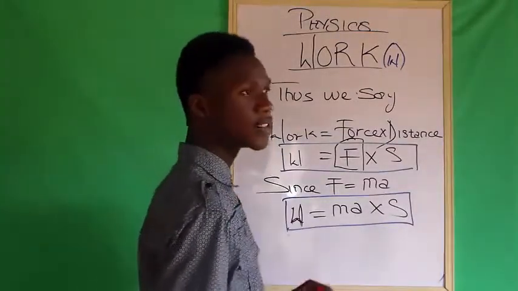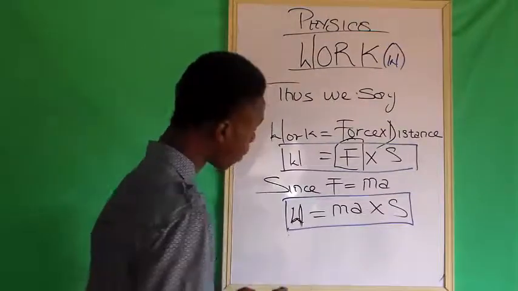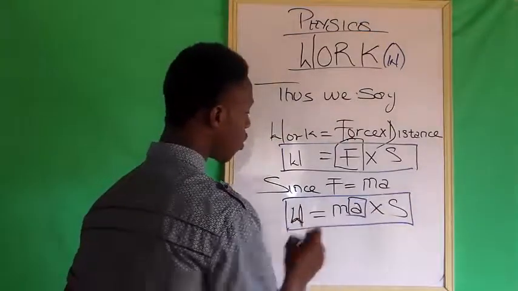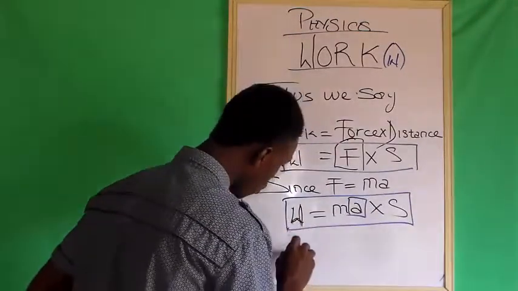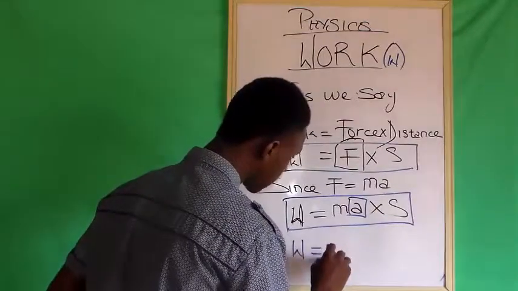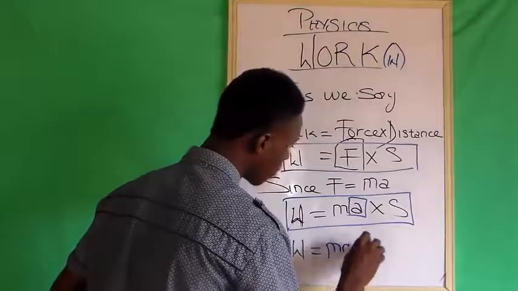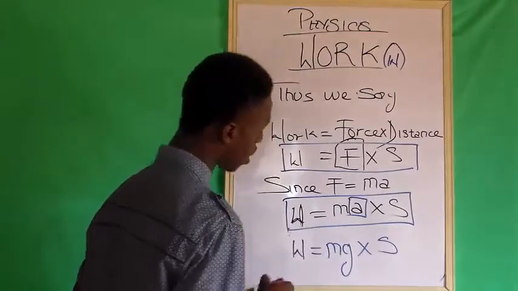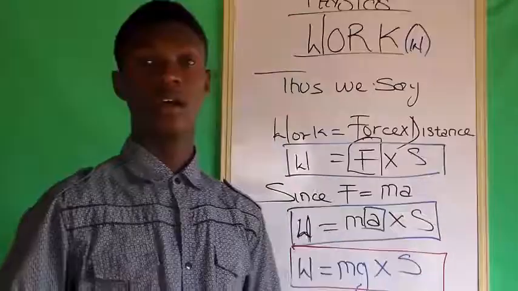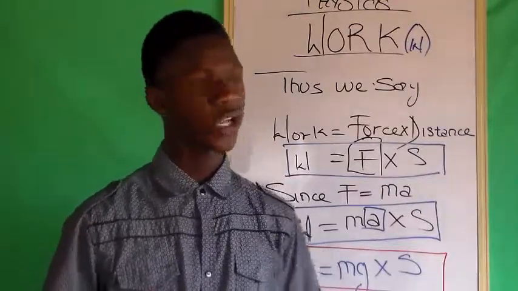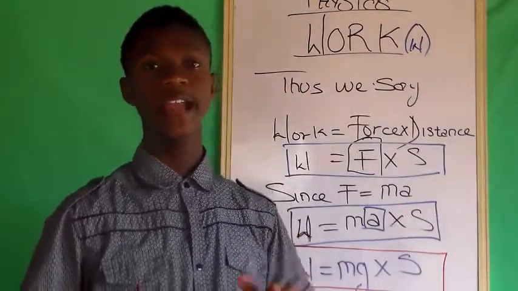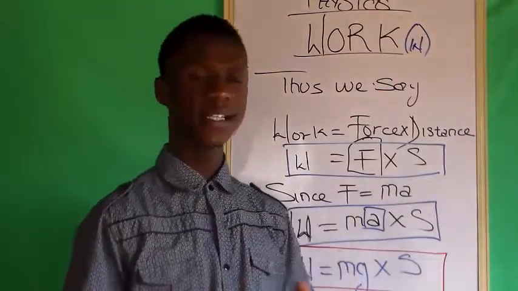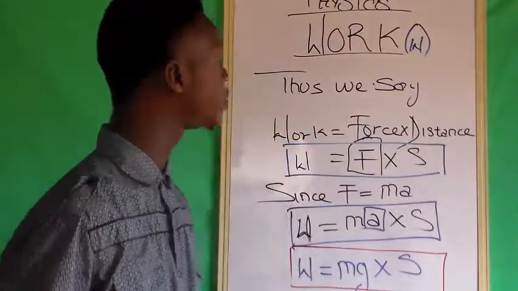In some cases, you may be asked to use gravity, and you are not given your acceleration. What you do is use the formula work is equal to mass times gravity multiplied by the distance. We can also say that work is done if an object moves through a distance in the direction of the applied force, provided that the resultant displacement is never zero. With this, we can go into calculation.